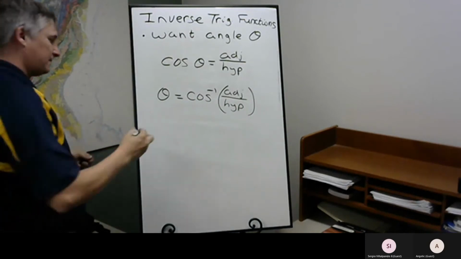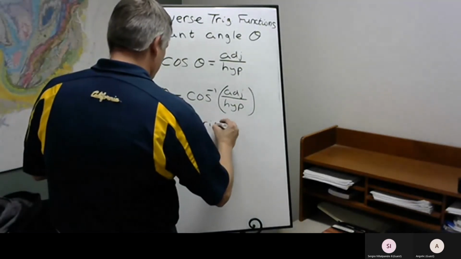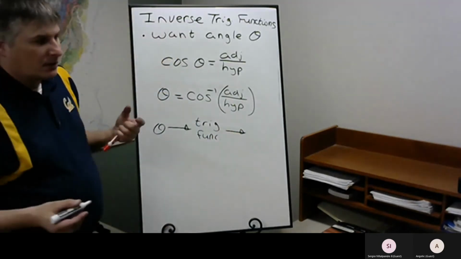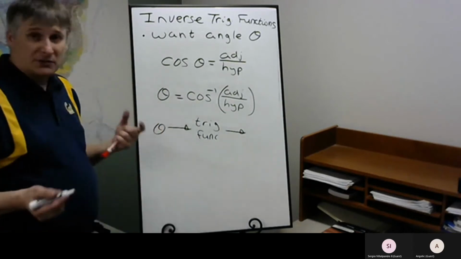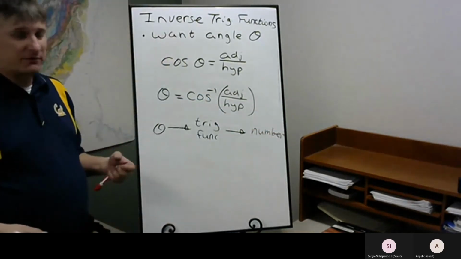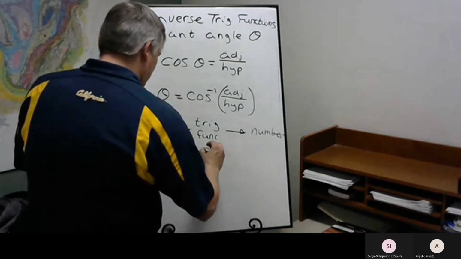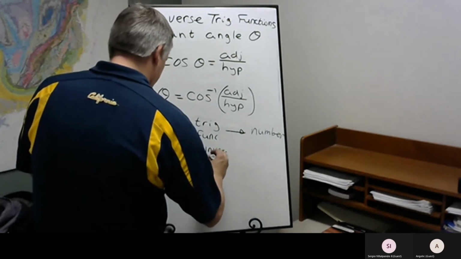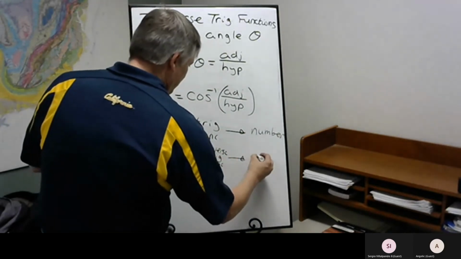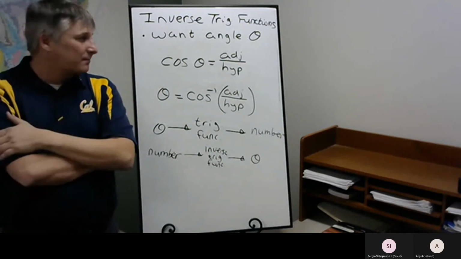So this is kind of what happens. You take your angle theta, it goes into a trig function, and what pops out is some number. Opposite over hypotenuse, adjacent over hypotenuse, you'll get some kind of number. But with an inverse trig function, we start with that number, and then we get the angle theta. So it just does everything backwards.